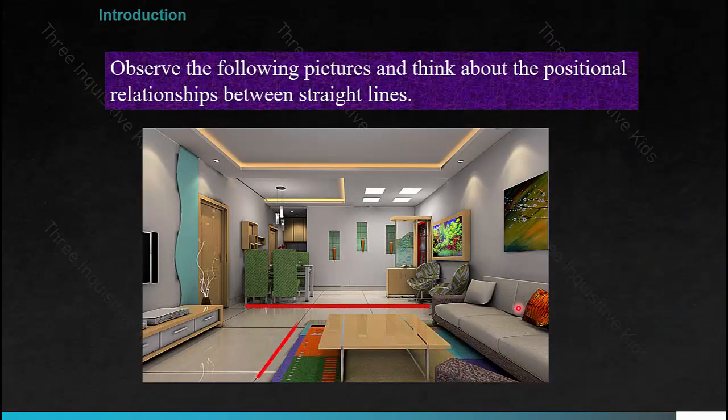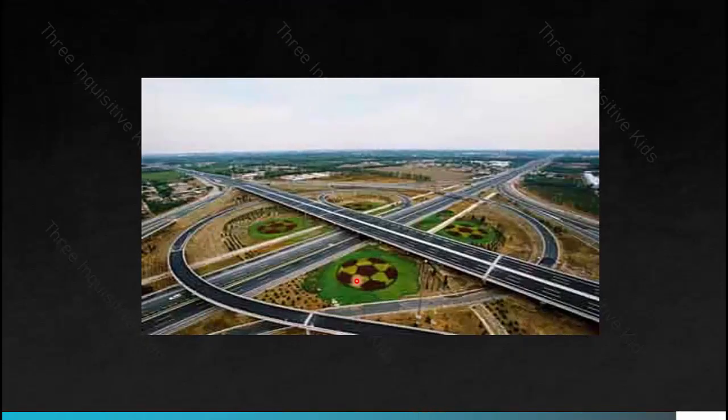Now here's your introduction. Observe these following pictures and think about the positional relationships between straight lines. So, for example, in this room right here, in this apartment, what lines can you identify and what are the positional relationships between them? Well, I see that there's some windows here. They look parallel, perpendicular. So those are some observations that you can find.